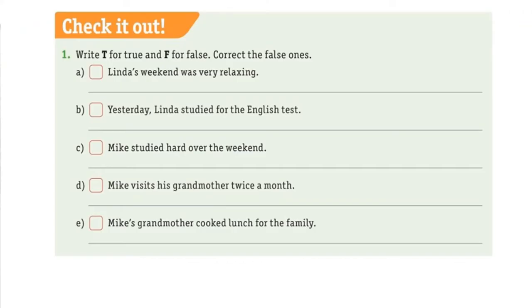Very well, guys. So that was the text for reading comprehension. Now I'm going to start talking about those exercises down here. It's page 5, exercise number 1. Check it out. Write T for true and F for false. Correct the false ones. So it's just like a true and false exercise. Sentence number 1. Linda's weekend was very relaxing. Então, o final de semana da Linda foi muito relaxante.